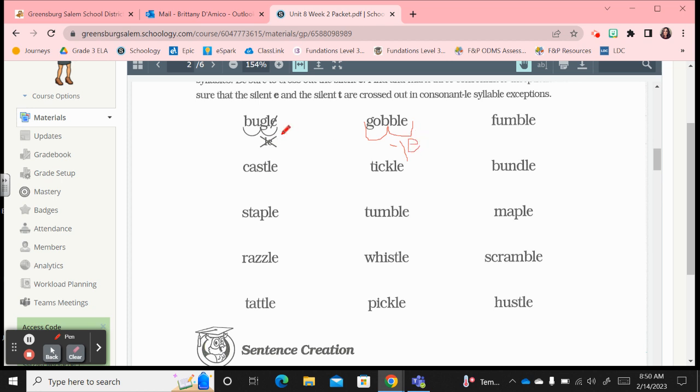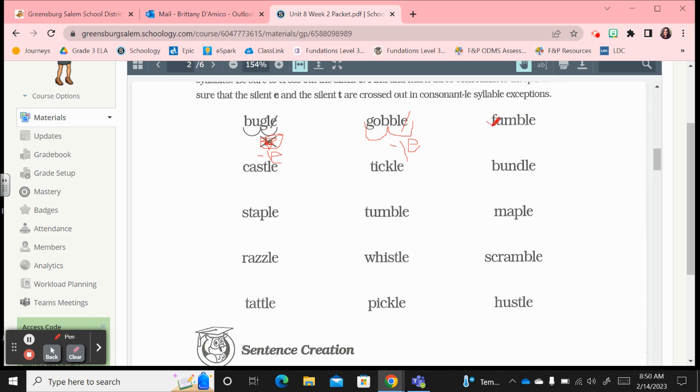I don't know why they mark this exception. That is wrong. That's a typo because that's a regular consonant LE. When we get down to words like castle, whistle, hustle, those are your 3 exceptions. So the fact that they have that marked with an X is an error. You might want to just cross that off completely. And yes, cross off the silent E, but this is just a consonant LE. Okay. Very good. Now we have to cross off our silent E on gobble.